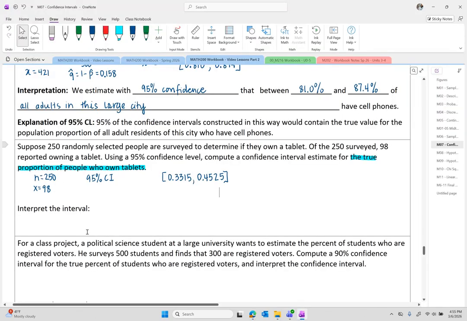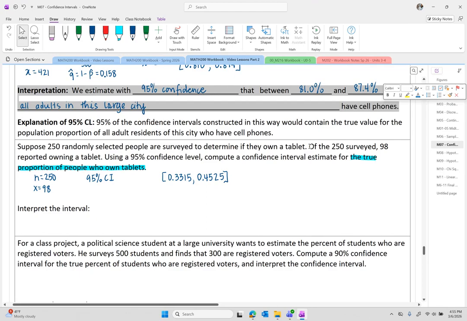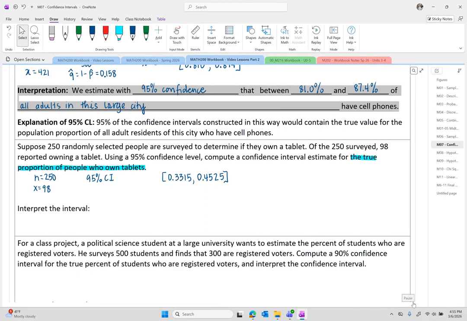You can pause this video now and write a sentence to interpret the interval, use the wording that we have used before, and then restart the video to compare it to the answer that will be shown.